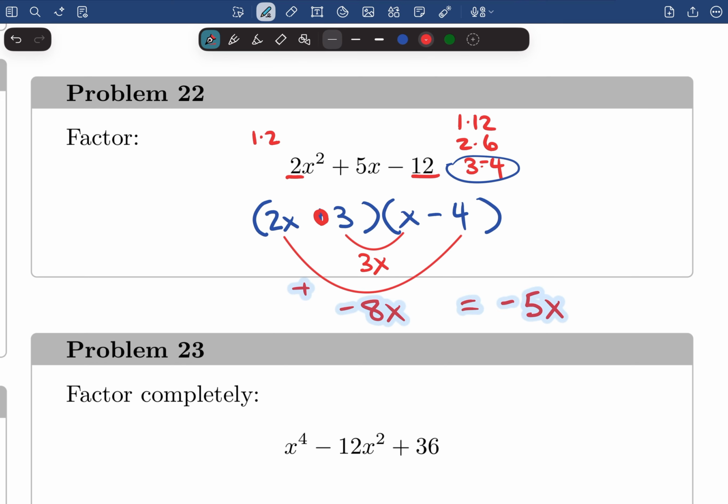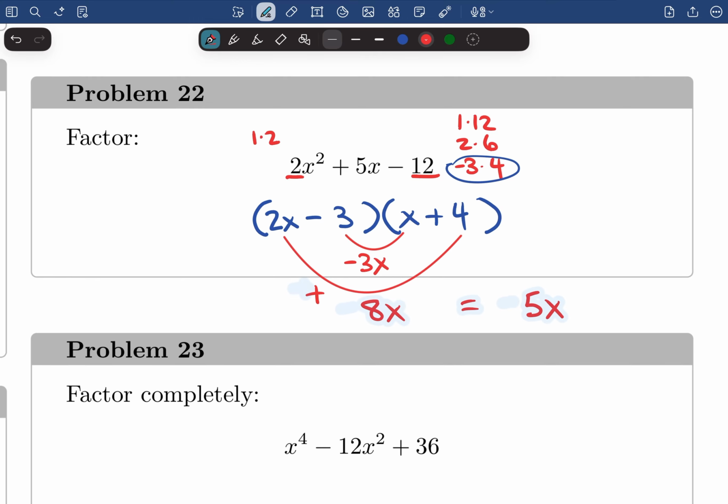Okay, so if you get the opposite value, right? I got negative 5x instead of positive 5x. Well, just swap the signs. Boom, boom. That means I should have made the 3 negative right there and kept the 4 positive, you see? Great. And now it would produce a negative 3x and then plus an 8x, which gives me a positive 5x.